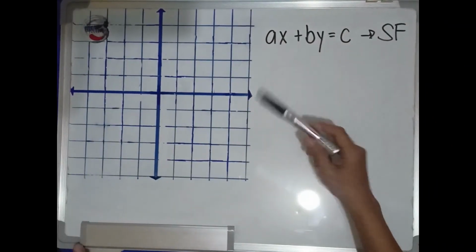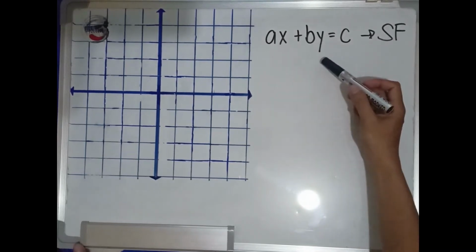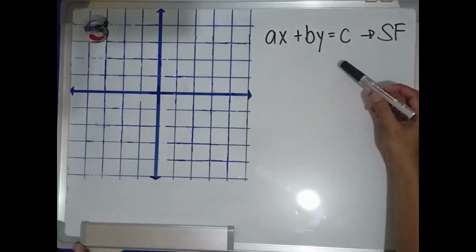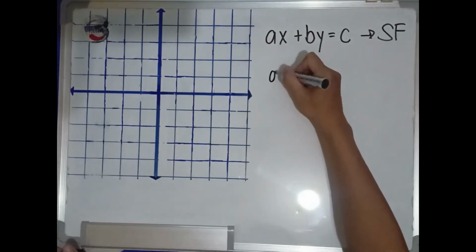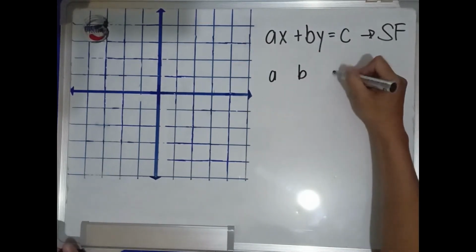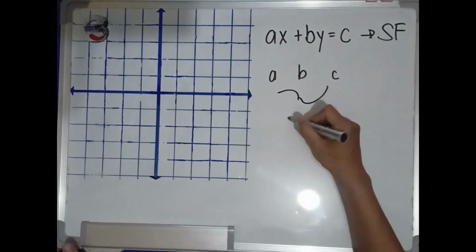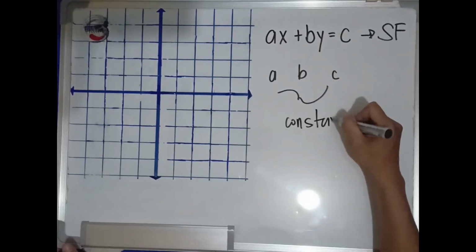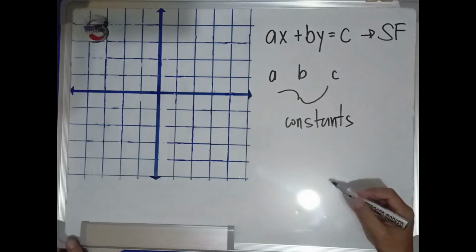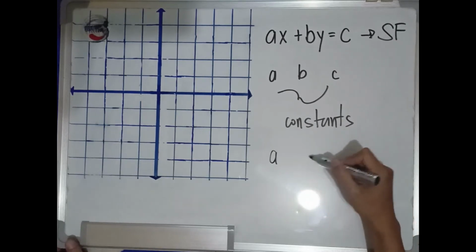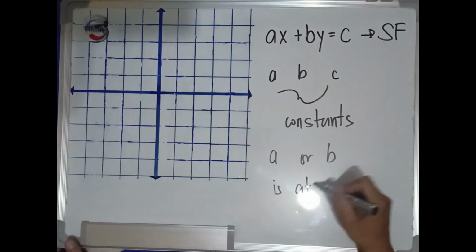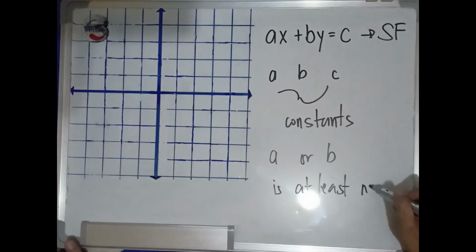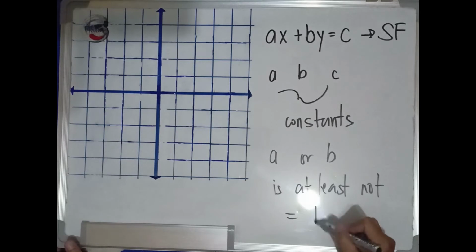This form is for linear equation. Ax plus By equals C. And this is the standard form, wherein A, B, and C are constants. And A or B is at least not equal to 0.